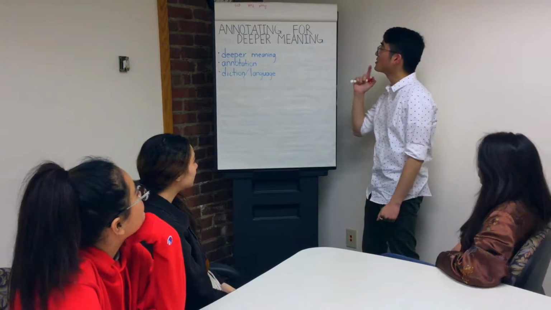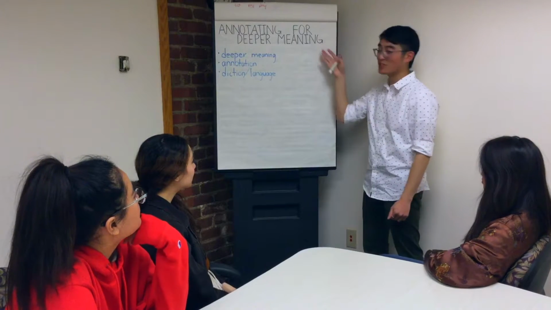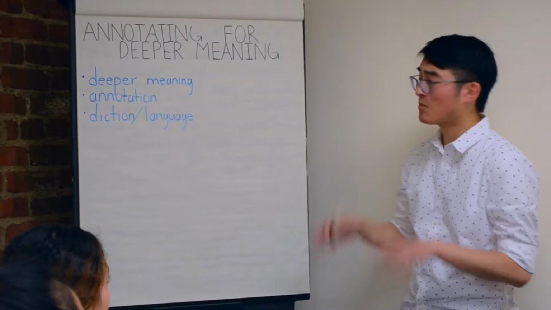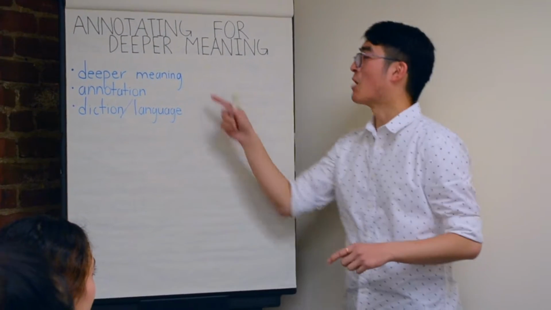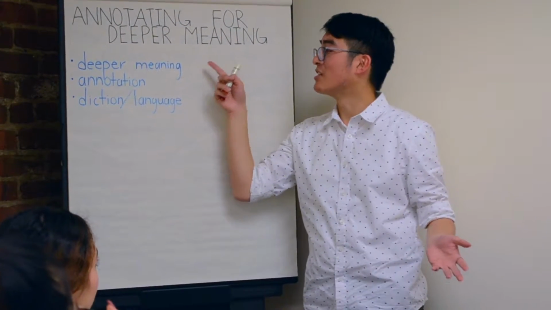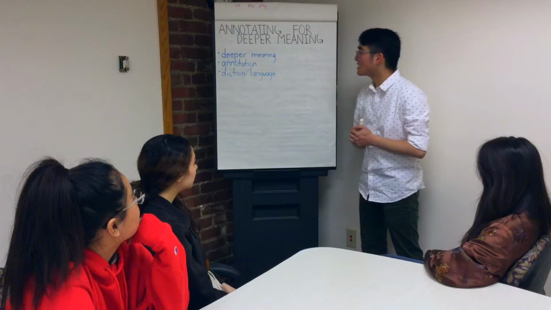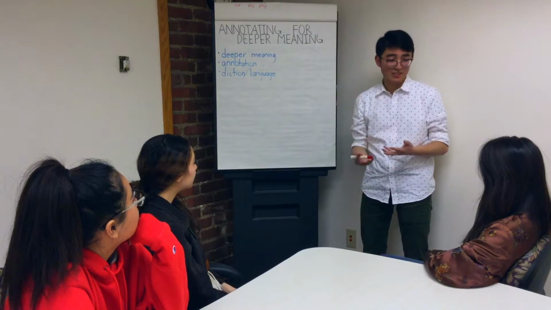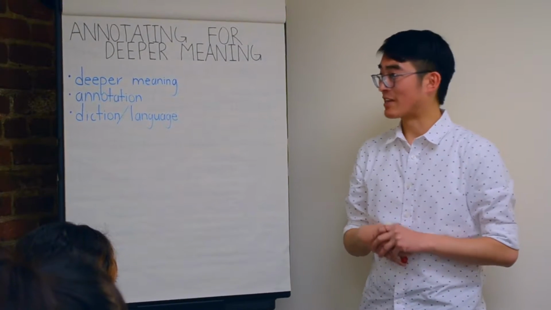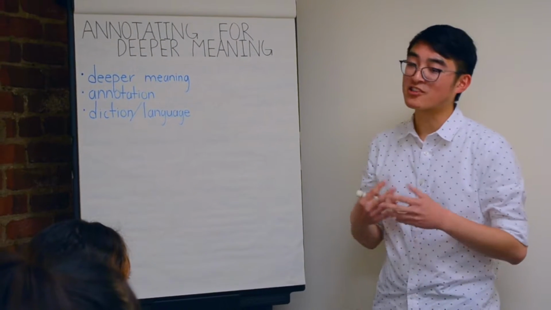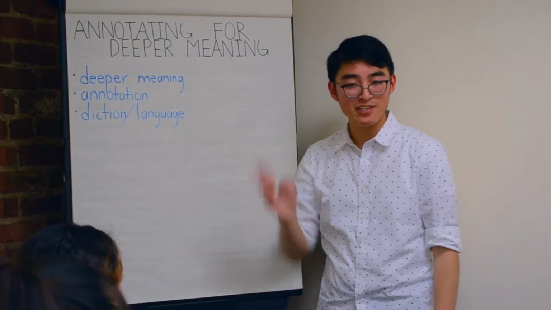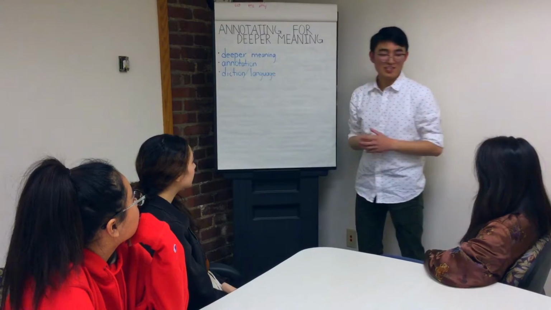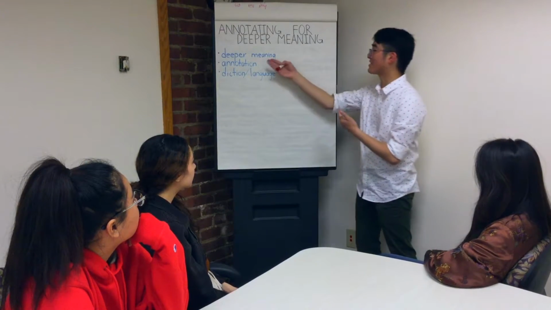So today we're going to be talking about annotating for deeper meaning. Now this is a very important lesson in the study of English literature. But before we actually do any annotating, I want to talk about what I mean when I say deeper meaning or annotation. When we talk about deeper meaning, we're thinking about why we read books in English class at all. The answer is that good literature not only has good stories, it also has deeper ideas that can change the way that we think about different things. And annotation is a tool that we use to get at this deeper meaning.